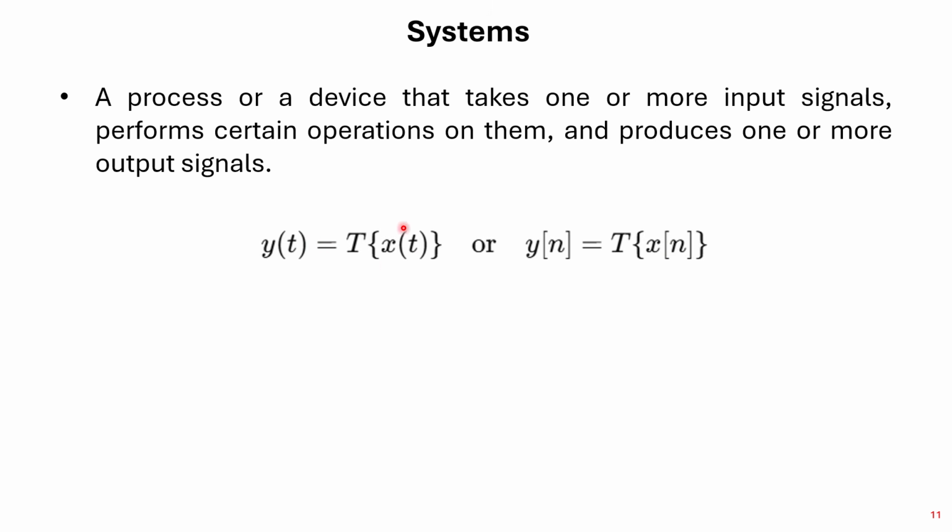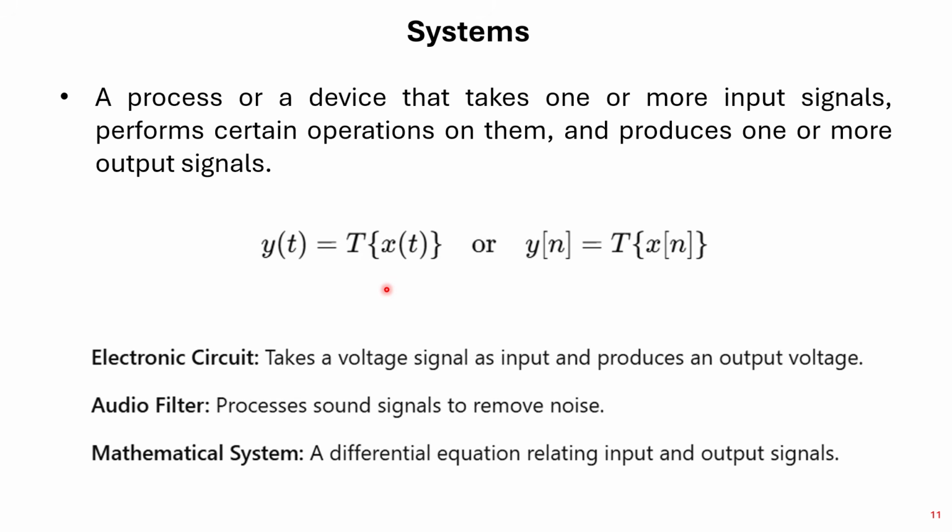So here the input is x(t) and the output is y(t), and T is the system, right? The transfer function will give you a certain output depending on the values of the input. So that is called the system. x(t) is a signal, y(t) is a signal, but y(t) is giving the output based on this system. So T is the transfer function for that particular system.